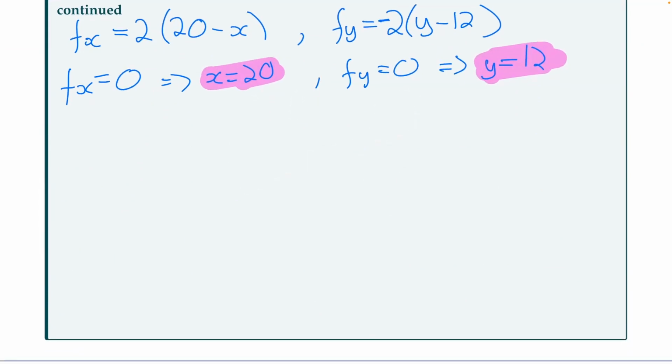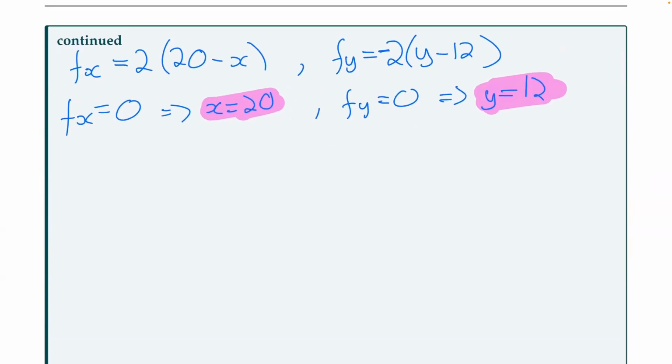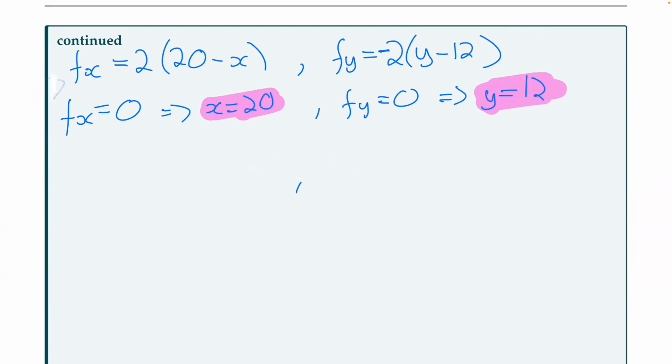If you're not sure whether something that you've got is a critical value, all you need to do is take that critical value, whatever it happens to be, some (a, b), and look at what is f sub x at (a, b) and what is f sub y at (a, b). If both of those are equal to 0, it is a critical point. If you find that one is non-zero, then you've made a mistake. So you can do a self-check at this point.